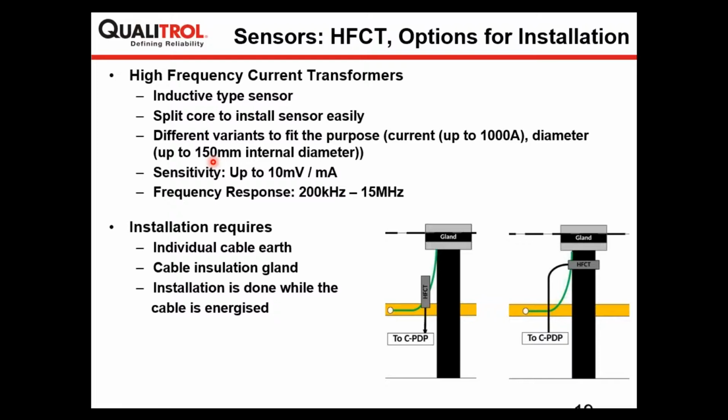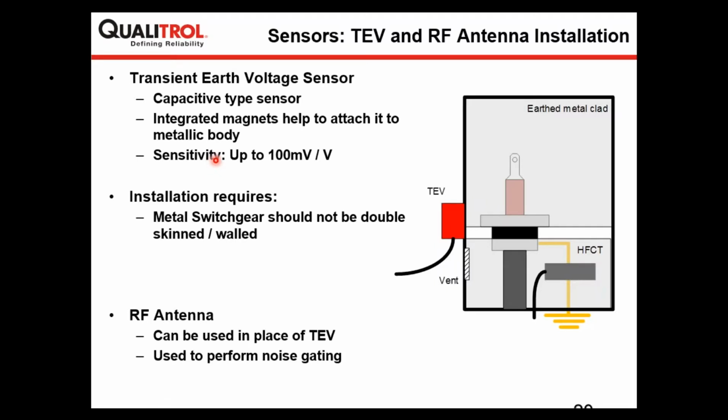And along with this sensor, as I mentioned, we can use a transient earth voltage sensor that can be placed near the termination point. So if there are some surface discharges happening at the termination point, they will be detected by the HFCT and the transient earth voltage sensor. So you will know that this type of partial discharge happening at the termination is a surface discharge, because it is also being detected by the transient earth voltage sensor. Otherwise, you can use an RF antenna if you want to perform noise gating, if there is external noise which is being detected by the system.